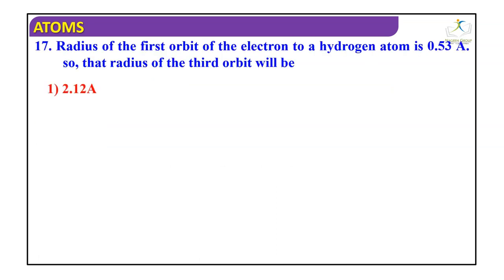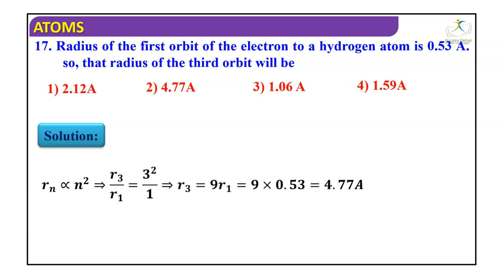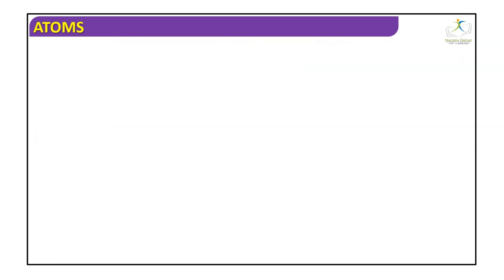Next, the radius of the first orbit of the electron in the hydrogen atom is 0.53 A. So the radius of the third orbit will be, here we have options. Let's move to the solution part. The options are: 2.12 angstrom, 4.77 angstrom, 1.06 angstrom, and 1.59. We know that rn is proportional to n square, so r3 by r1 is equal to 3 square by 1 square, so r3 is 9 times of r1. The value of r1 is 0.53 for Bohr's radius, that comes to 4.77 A. The correct option is 2.